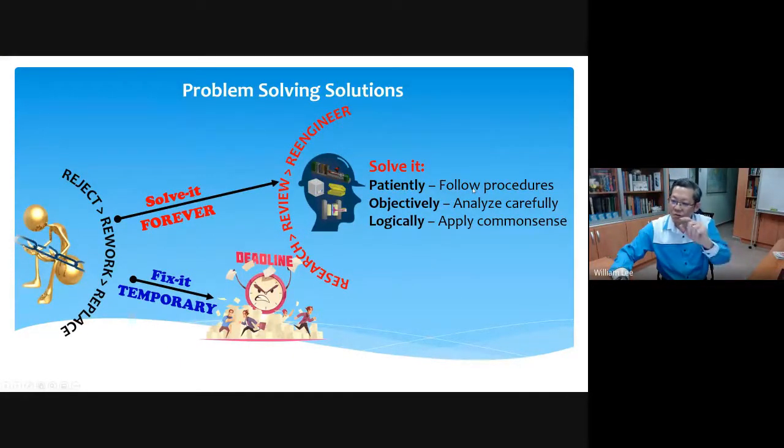You have to follow this step. And then you have to analyze carefully, objectively, and then you have to apply the science as common sense, logically, right? Obviously, this way of solving the problem, you can remove the problem forever, but it takes a longer time. In order to conduct the research, you must have a strong fundamental knowledge. And this is where learning this technical soft skill by studying the science and insight is very important.